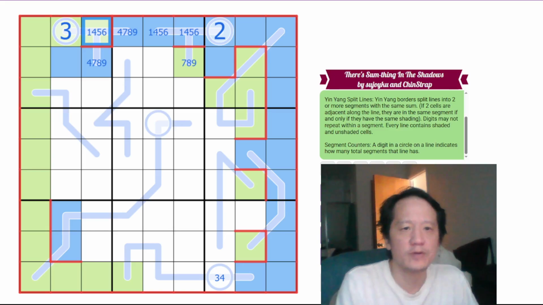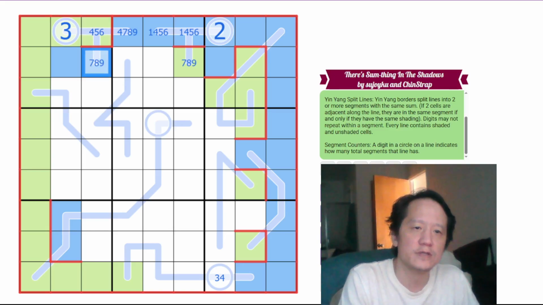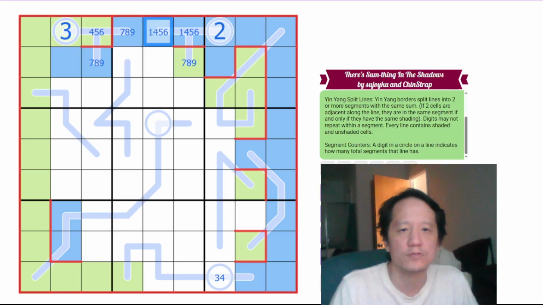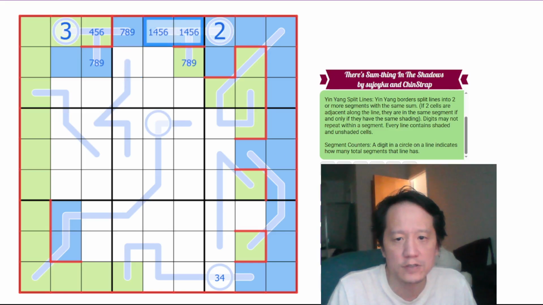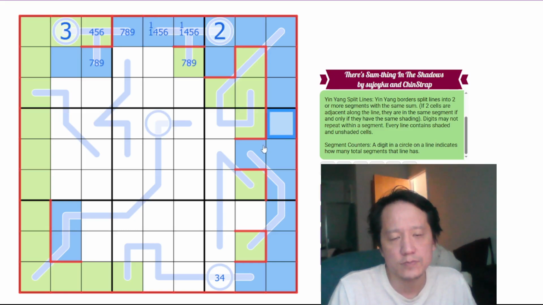So this cannot be 1 here. This has to be then 7, 8, or 9 here. So 1 has to be one of these two digits, and it could be with 4, 5, or 6 here. This cannot be 5 unique digits adding up to a single digit. So this must be blue.